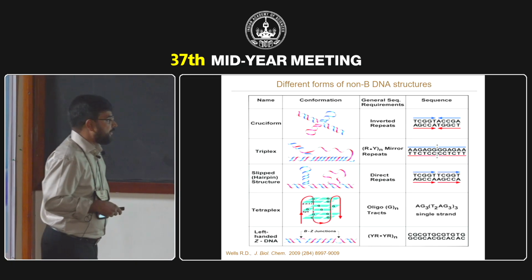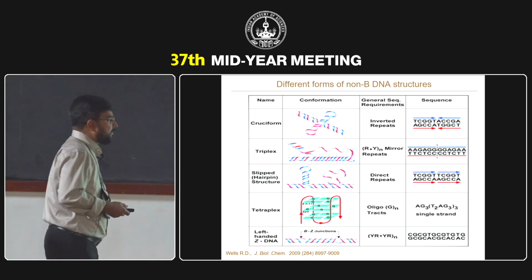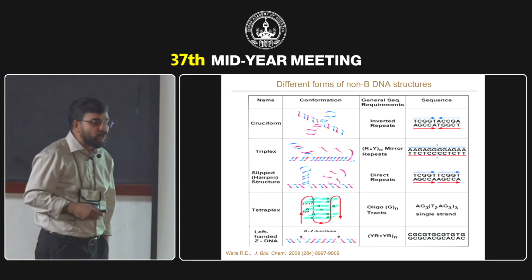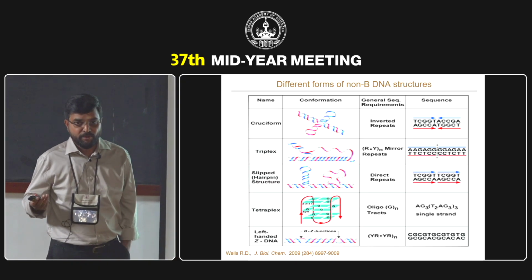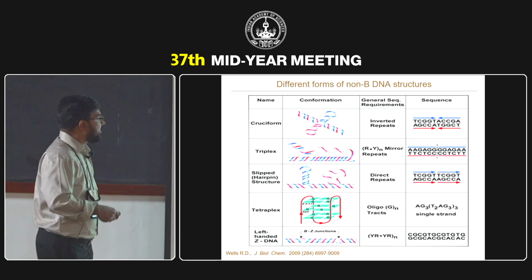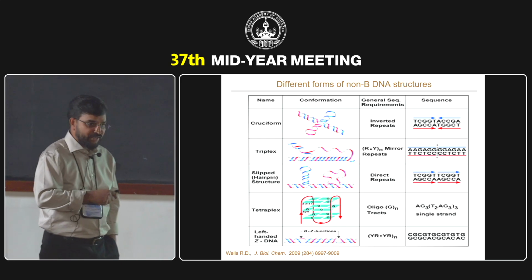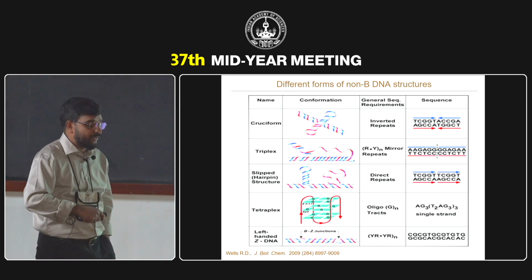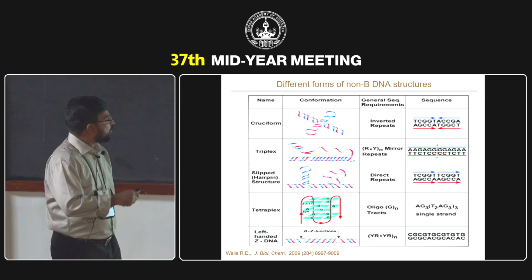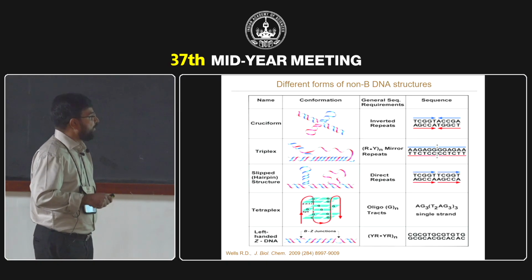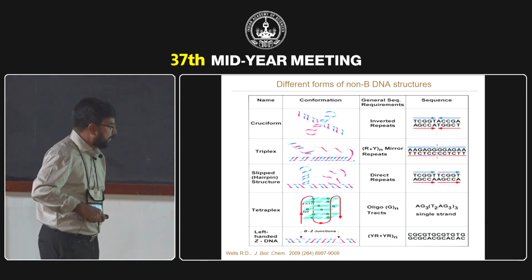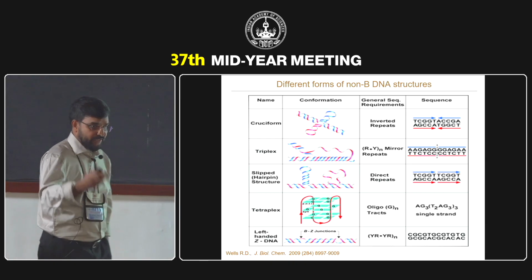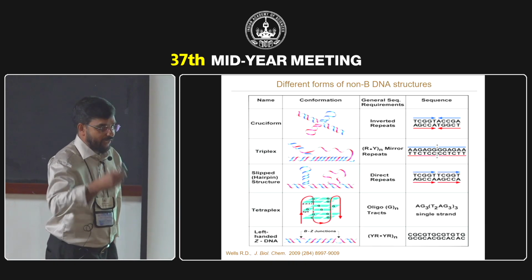Then later, when we started working here in IISc, that was one of the first questions asked: what is this non-B DNA structure we were talking about? Now, when you look at the literature, these are examples of several types of non-B DNA structures. These are formed, for example, cruciform DNA, triplex DNA, hairpin, tetraplex, A-DNA and Z-DNA. It's textbook, well accepted.